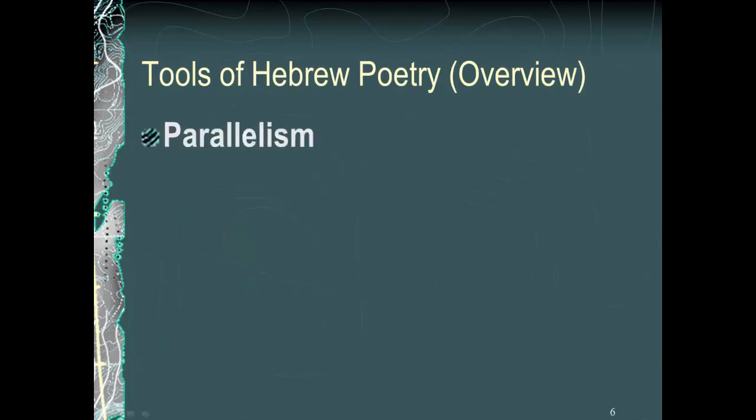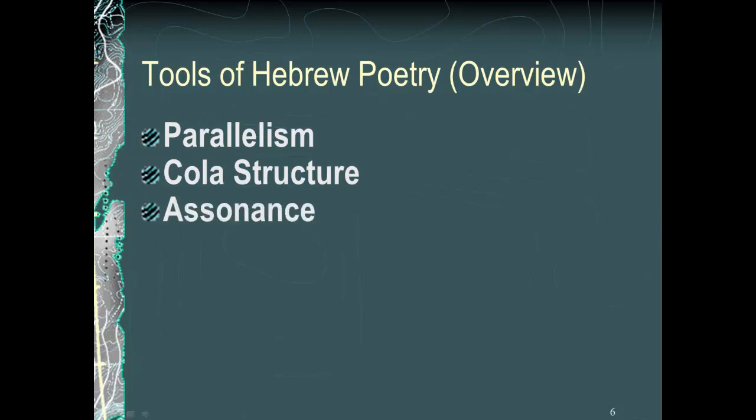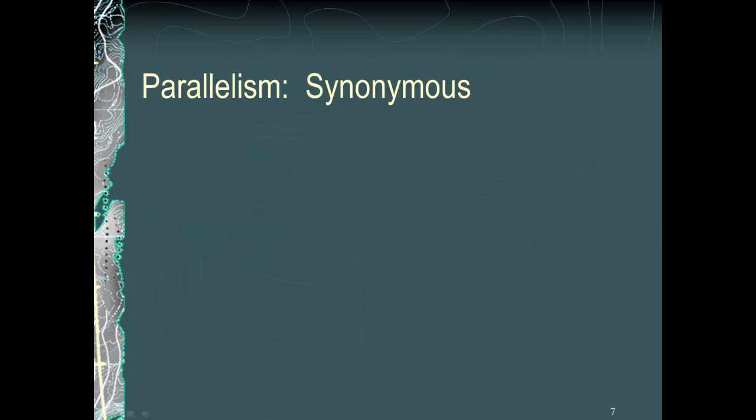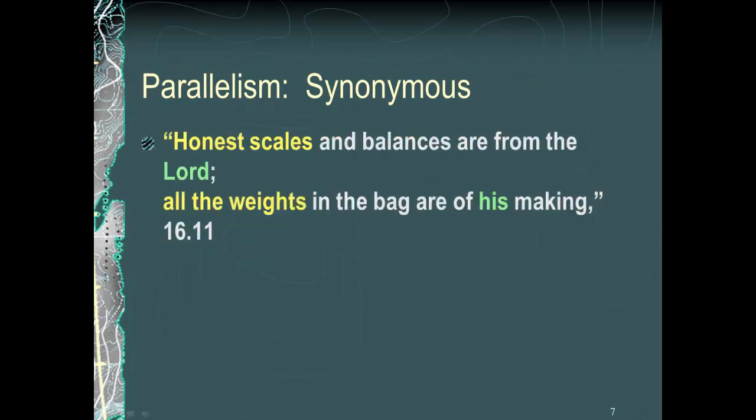Let's begin then with the tools of Hebrew poetry. We'll be exploring 4 different features: parallelism, kola structure, assonance, and imagery. First, parallelism. Parallelism may be synonymous. And here is an example from chapter 16. If you follow the color coding, you can see the similar words.